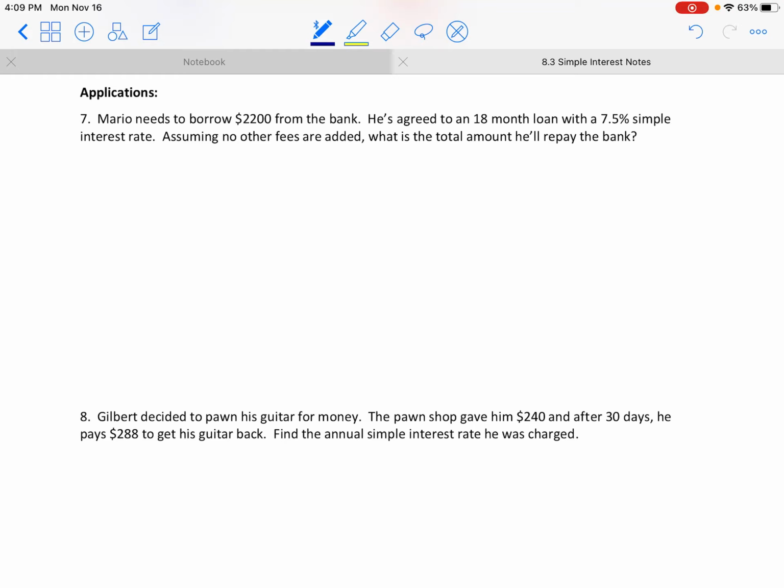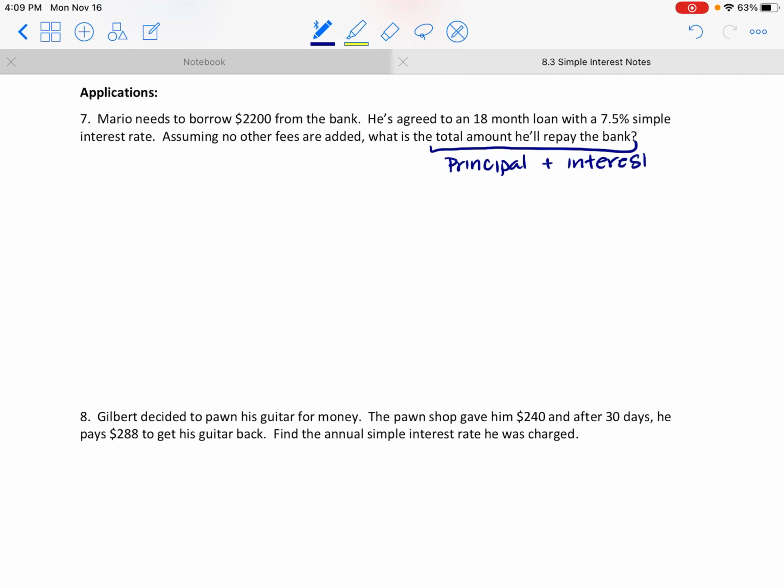So number 7, it says Mario needs to borrow $2,200 from the bank. He's agreed to an 18-month loan with a 7.5% simple interest rate. Assuming no other fees are added, what is the total amount that he's going to have to repay the bank? So the total amount that he's going to have to repay the bank, that's going to be the principal that he borrowed plus the interest, right?